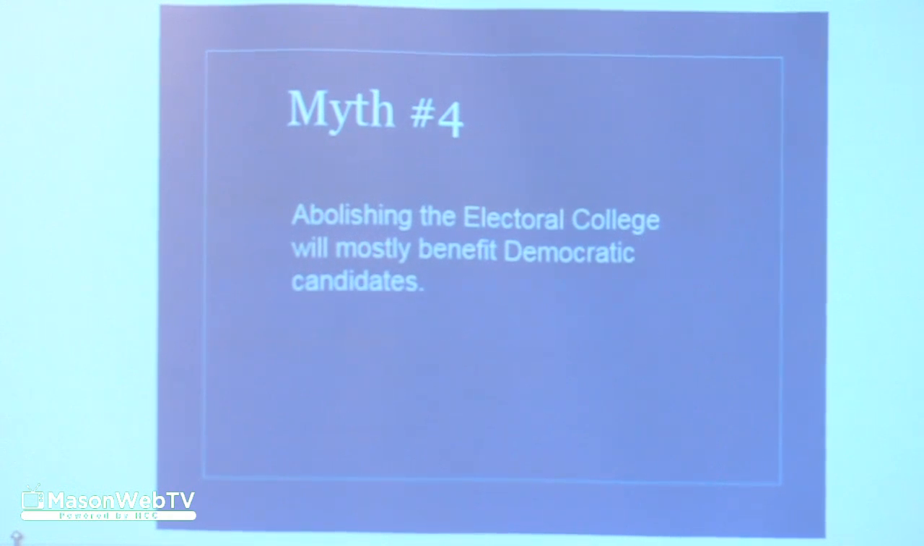So, will the Electoral College mostly benefit Democratic candidates? Well, this is an update, and you can look this up for yourself. It's a bit complicated, but modern analyses show that in 1960, the Republican Richard Nixon actually won the popular vote by about 48,000 over John Kennedy.